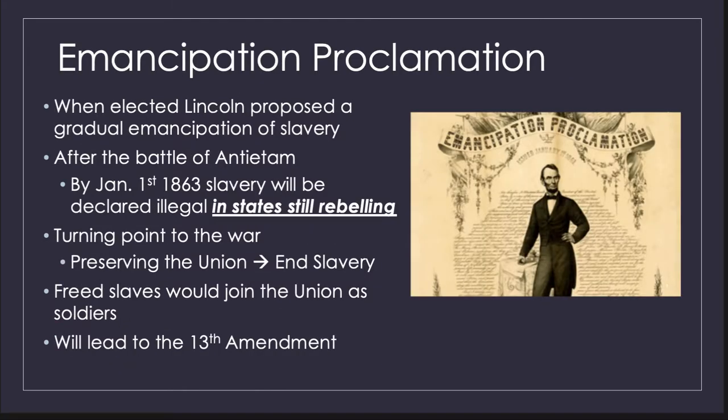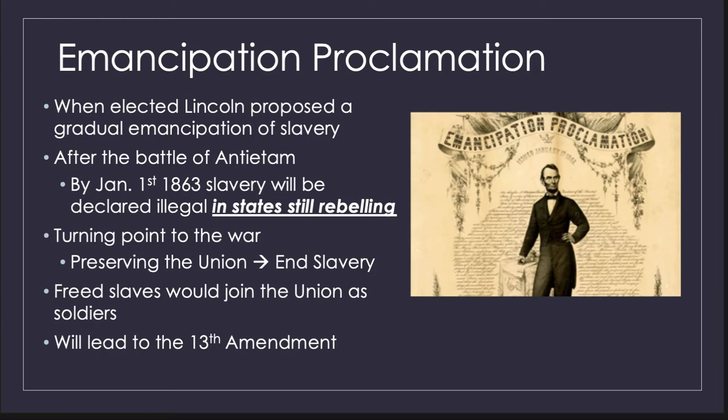Lincoln is going to give the Emancipation Proclamation after the battle at Antietam. So let's break this down. To emancipate yourself means to break away, to free yourself. Proclamation, to proclaim, to announce. So you are announcing your breaking away, your freedom. When Lincoln was elected, he did mention a gradual emancipation of slaves, that this would include government aid to the South, so a payment for slaves that were freed. But after the Battle of Antietam, Lincoln's going to look at this and say, nope, now is the time.